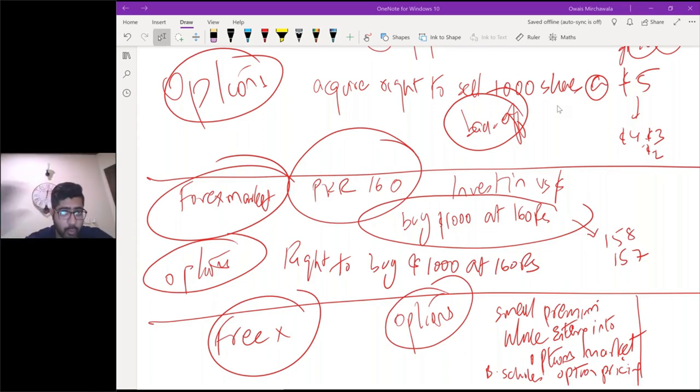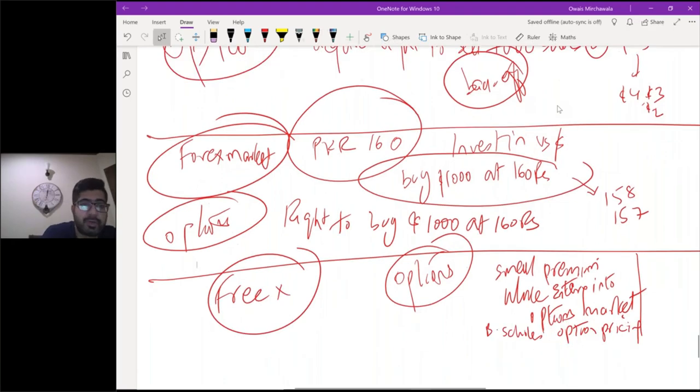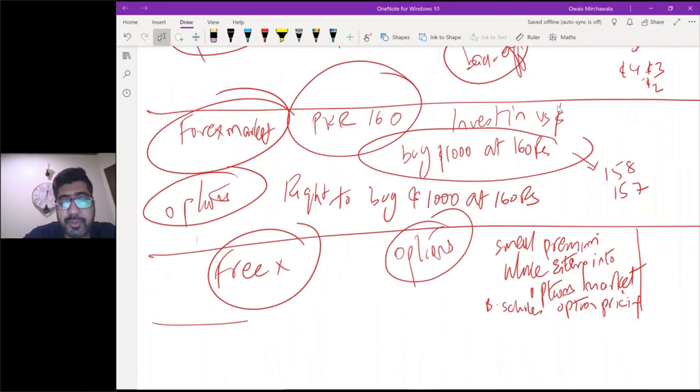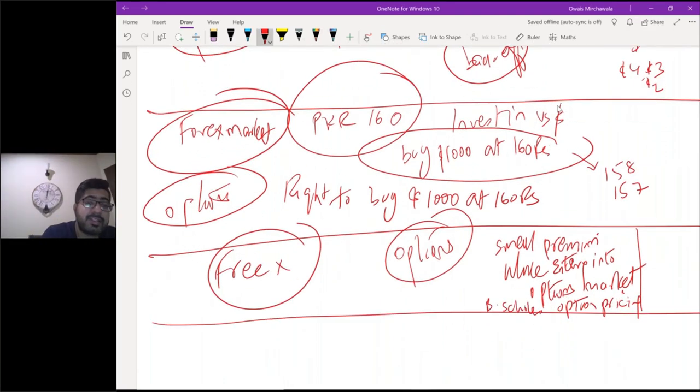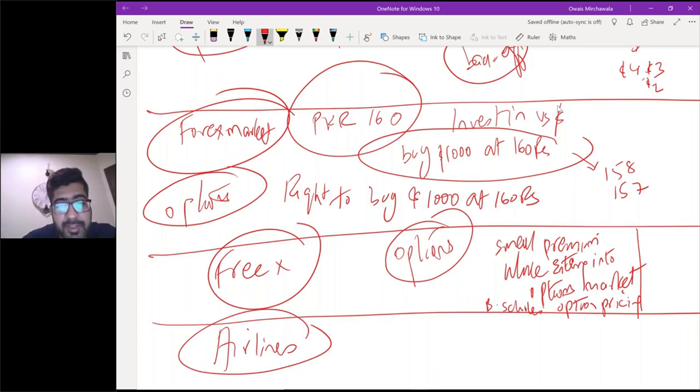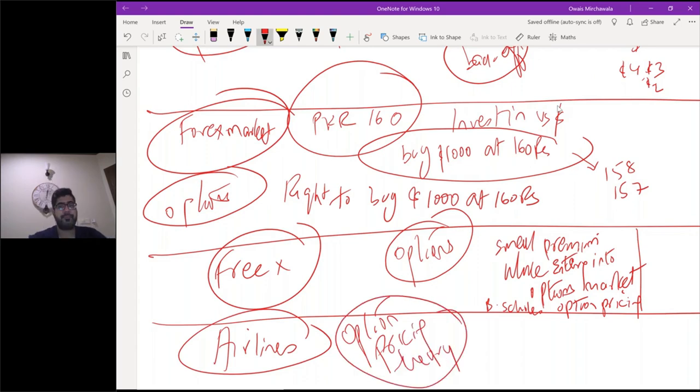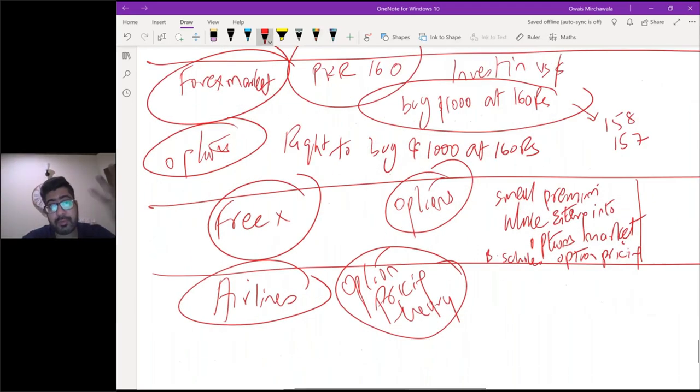Now, a thought came to my mind: options are so much incorporated in our real life that even airlines have started using this option pricing theory.